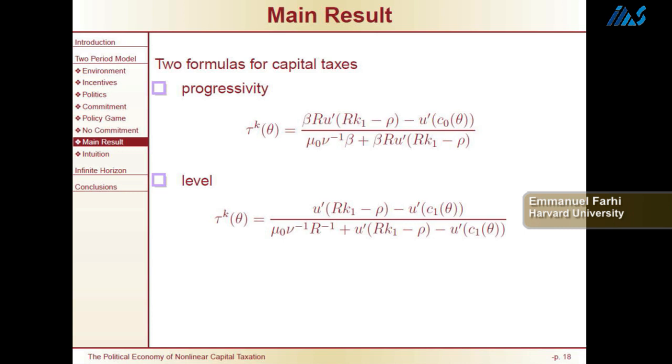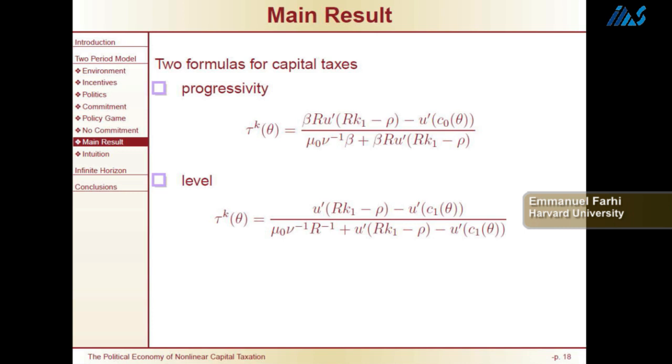And the numerator compares the marginal utility that the agent gets in period one if there is a reform to the marginal utility that they get in period zero under the actual plan. The only thing that depends on theta in this formula is this term here. So C0 is increasing in theta. More productive people consume more. U prime is decreasing in C0. So U prime is decreasing in theta. And there's a minus, so it's increasing in theta. So you get progressive capital taxes. I'll give you an intuition in a minute.